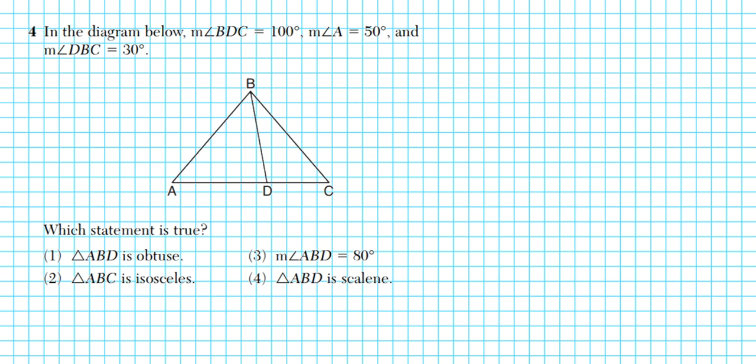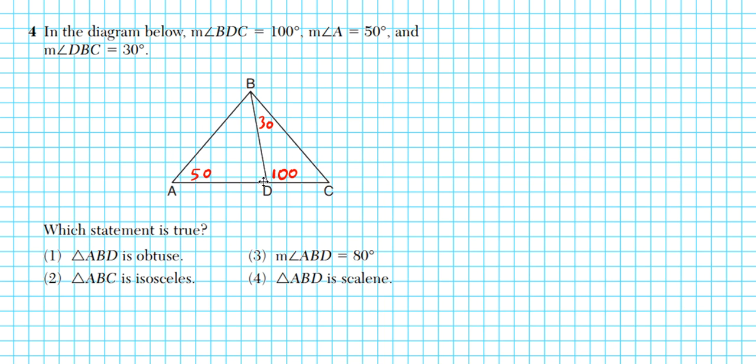All right, let's take a look at question 4. It says in the diagram below, measure of angle BDC is 100 degrees, measure of A is 50, and measure of DBC is 30 degrees. Which statement is true? So let's go ahead and populate the measures in the triangle with the given figures here. BDC is 100, measure of angle A is 50, measure of angle DBC is 30.